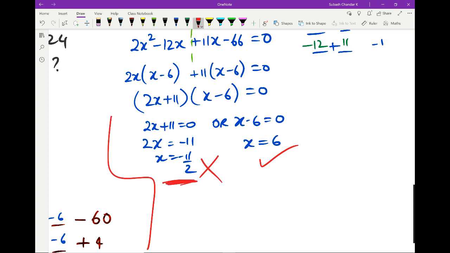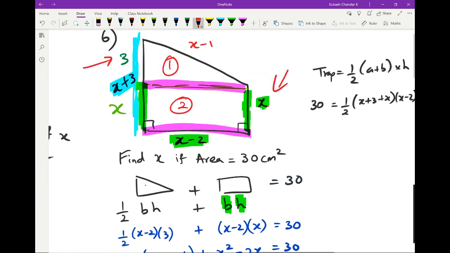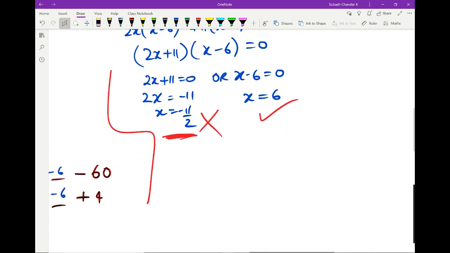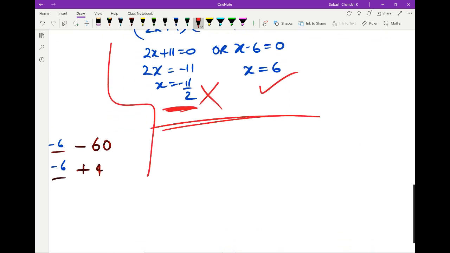All right, so guys, with this question, x should finally equal 6. And again, a good way to check is to go back and put it back into the equation and see if it actually works out. But yeah, that's basically it.